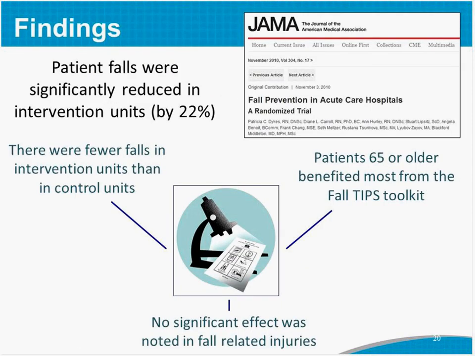So we implemented this, or we tested this intervention on over 10,000 patients, and we found that it was very effective in reducing falls. We saw 22% reduction in falls. There were fewer falls in intervention units than the control units. Patients 65 or older benefited most from the Fall Tips Toolkit. We did not see any significant effect with injuries, but we weren't powered to see that. We had a power study on falls, and we needed 10,000 patients to see that. We had a little over 10,000 patients. We needed over 80,000 patients in order to note an effect on injuries, and we did publish our results in JAMA.